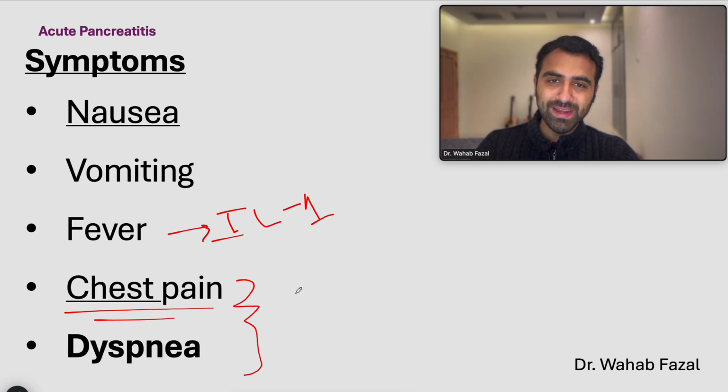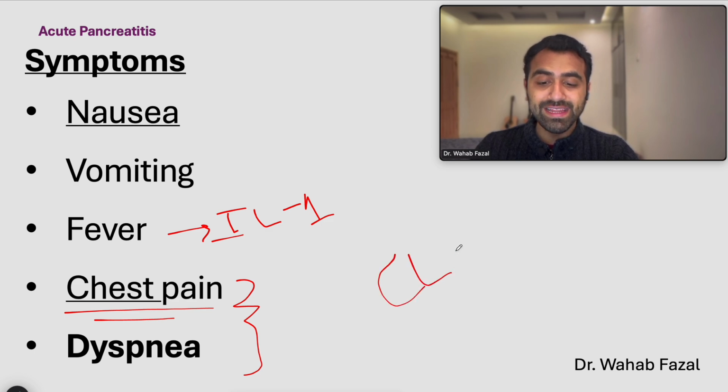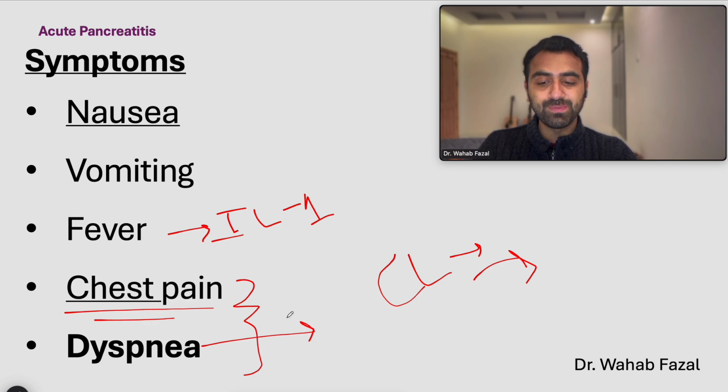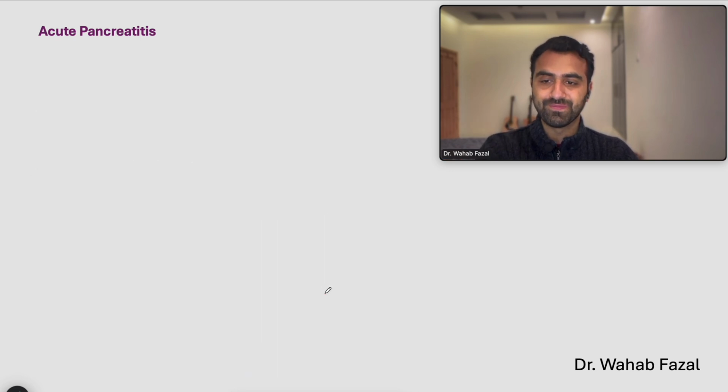Why would you get those pulmonary symptoms? Because I told you there's capillary leakage and vasodilation occurring in your body, which causes leakage of fluid into the lungs, into the pleural cavity. Therefore, the patient might find it difficult to breathe, getting that dyspnea and chest pain sensation.